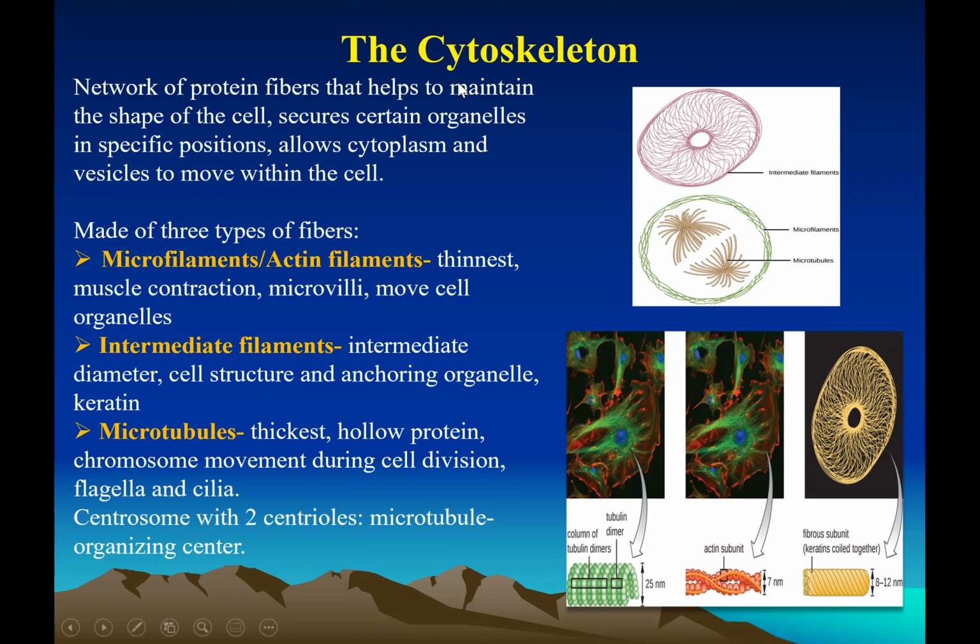So cytoskeleton are proteins that give structure to a cell. It will keep all the organelles in place, and it will allow organelles and vesicles to move inside a cell. So here are fluorescent microscopic pictures. You can see the 3 different cytoskeleton elements.